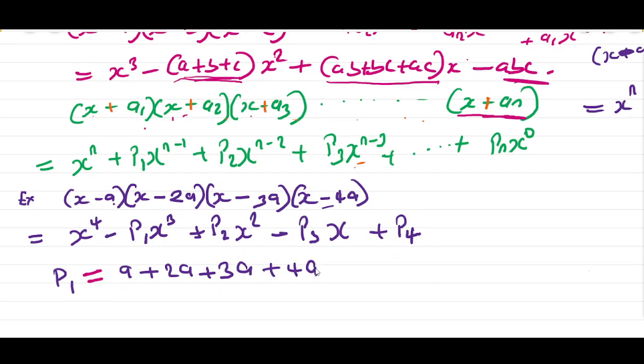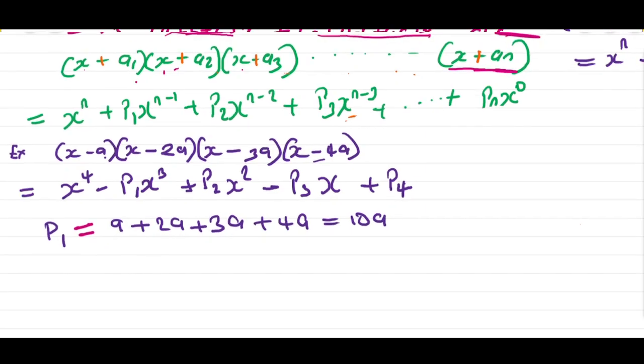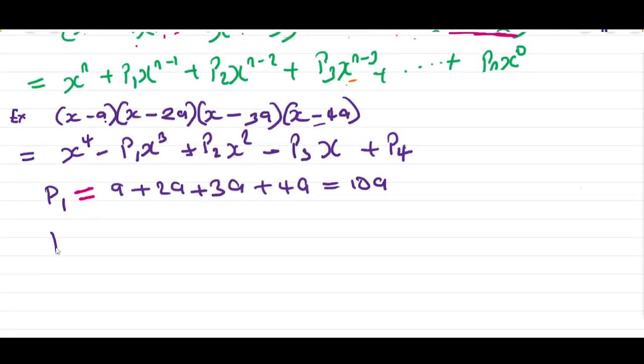That was what p1 would equal. Everything will be, so this is 6, 10a. What about p2? P2 will have to be the product of the terms, but we're taking 2 at a time. So we will multiply a and 2a, and we multiply a and 3a. Then we multiply a and 4a.